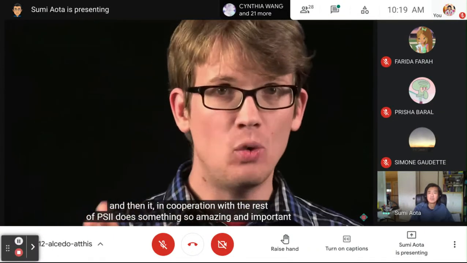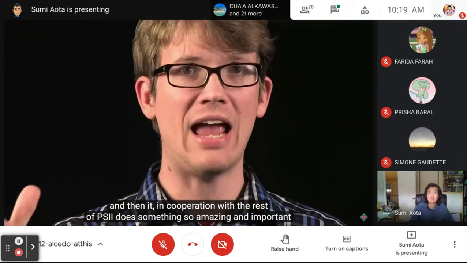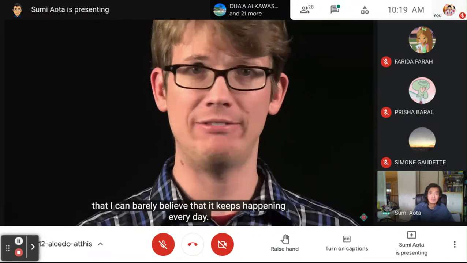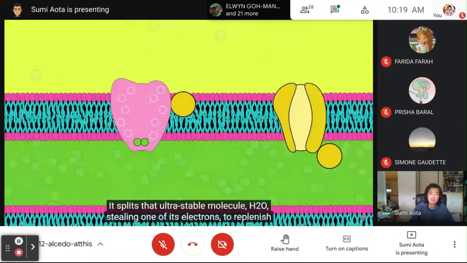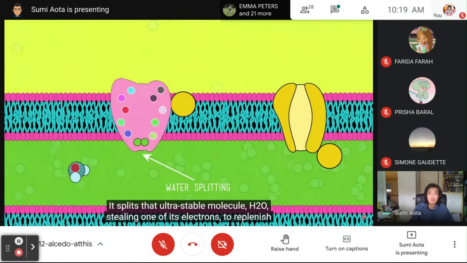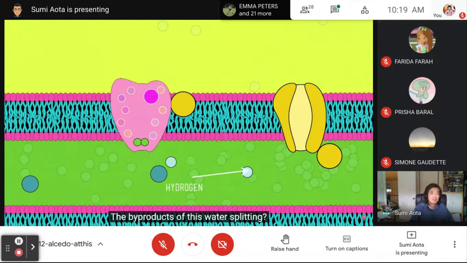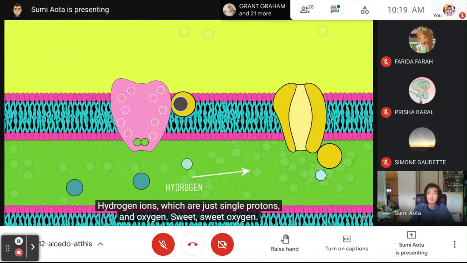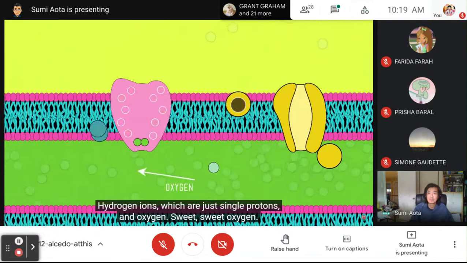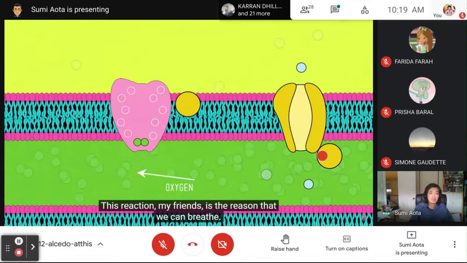And then it, in cooperation with the rest of photosystem II, does something so amazing and important that I can barely believe that it keeps happening every day. It splits that ultra-stable molecule, H2O, stealing one of its electrons to replenish the one it lost. The byproducts of this water splitting are hydrogen ions, which are just single protons, and oxygen. Sweet, sweet oxygen. This reaction, my friends, is the reason that we can breathe.